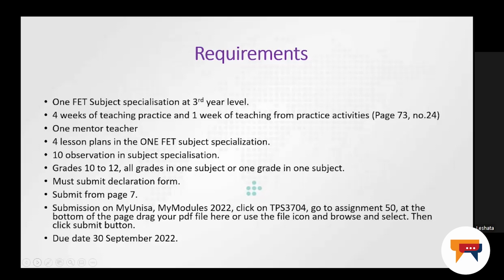Again, you would require one mentor teacher in your subject specialization. So if it's English, you would require one mentor teacher, an experienced teacher, of course, that you can learn from in English, right? You would need 4 lesson plans in the one FET subject specialization that you are actually teaching. You need 10 observations in that subject specialization. So if it's English, it will be 10 observations in English in the FET phase in grade 10 to 12, please. You can choose all grades, from grade 10 to 12, or you can choose either grade 10 or grade 11 or grade 12. It's up to you, okay?